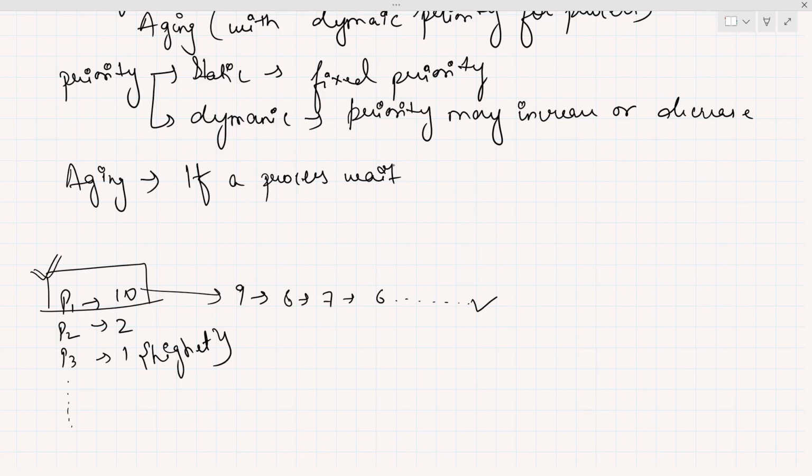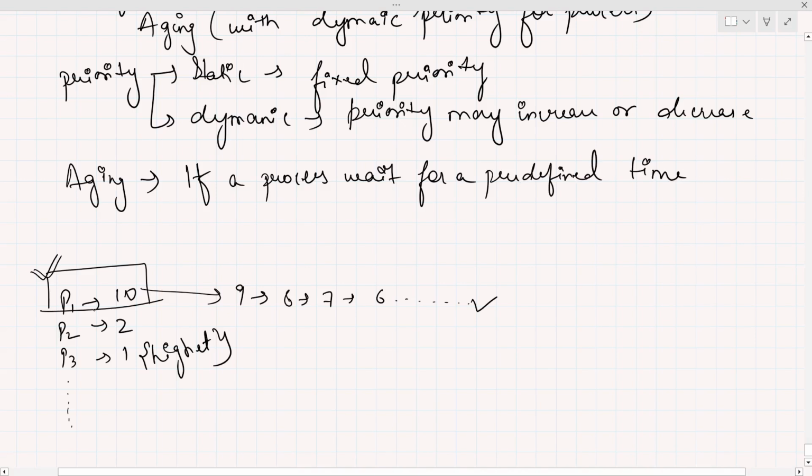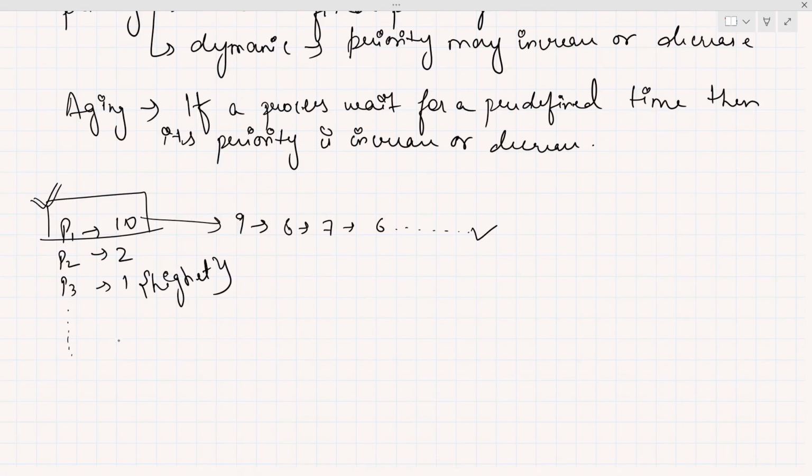So if a process waits for a predefined time. Predefined time, because we know that this process will get the CPU, but at what time we don't know. So if a process waits for a predefined time, then its priority is increased or decreased. If you want to write a reason as well, you can write: because if a process waits for a long amount of time, we increase its priority. So it's good if I write increase the priority.